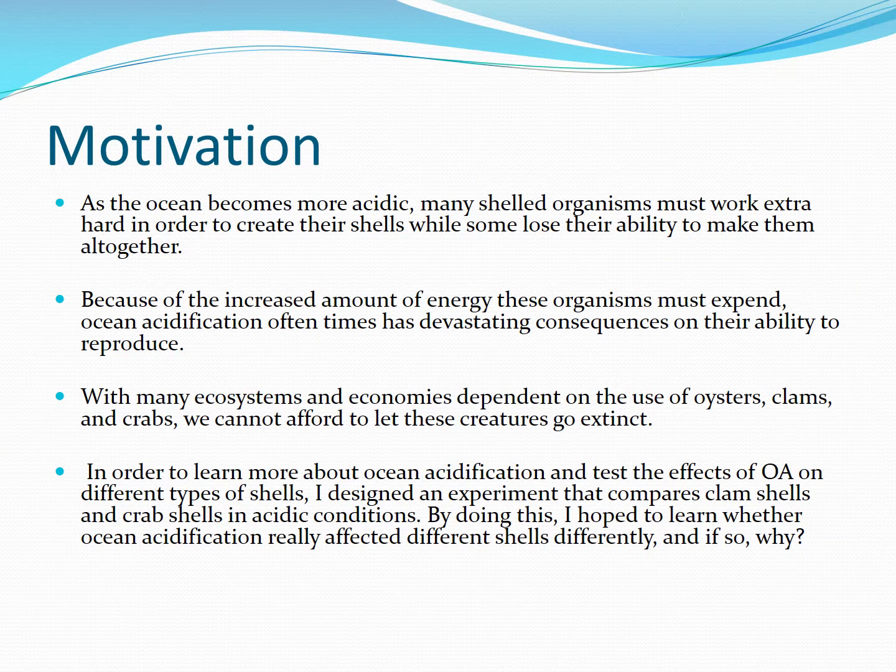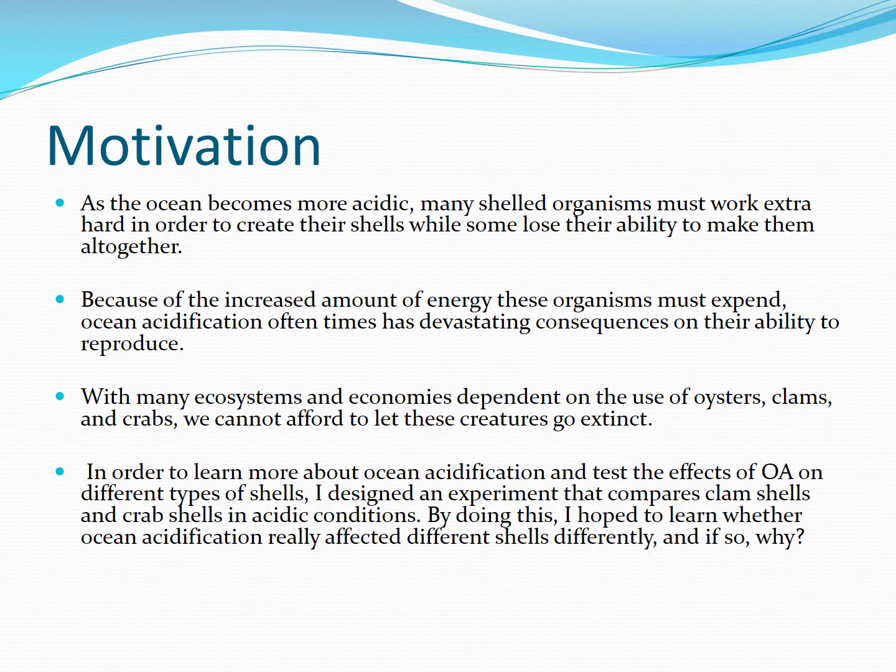So, as the ocean becomes more acidic, many shelled organisms must work extra hard in order to create their shells, while some lose their ability to make them altogether. Because of the increased amount of energy these organisms must expend, ocean acidification oftentimes has devastating consequences on their ability to reproduce. With many ecosystems and economies dependent on the use of oysters, clams, and crabs, we cannot afford to let these creatures go extinct.